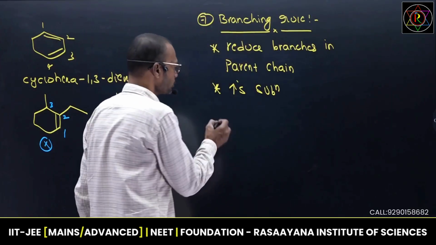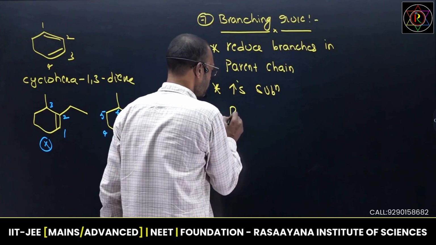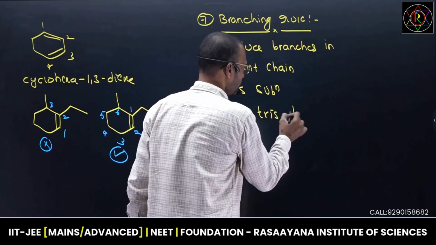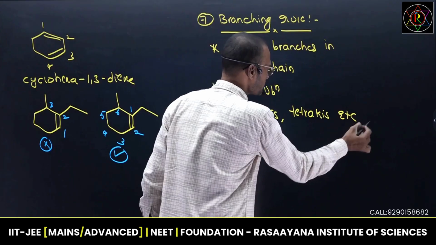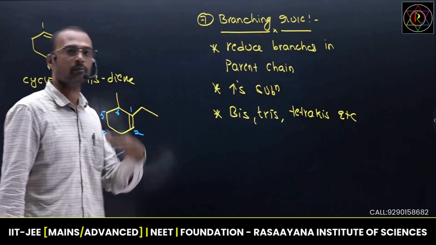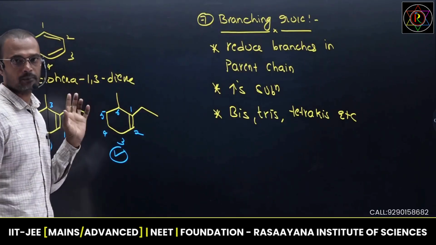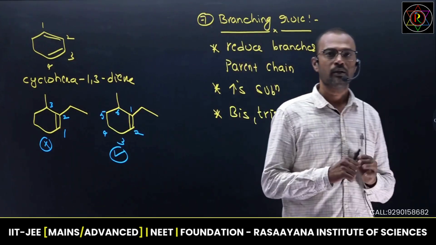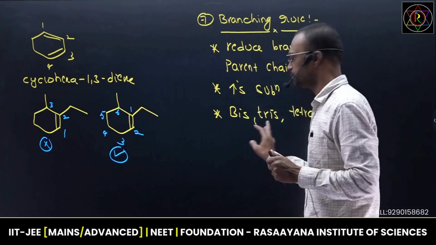During this process, if more than one branch is present, we need to use the prefixes bis, tris, tetrakis, pentakis, like that. For more than one identical branch we use bis, tris, and for identical substitutions we use di, tri, tetra, etc. But the first condition for the branching rule, remember, is to reduce branches and increase substitutions. That is the first condition.